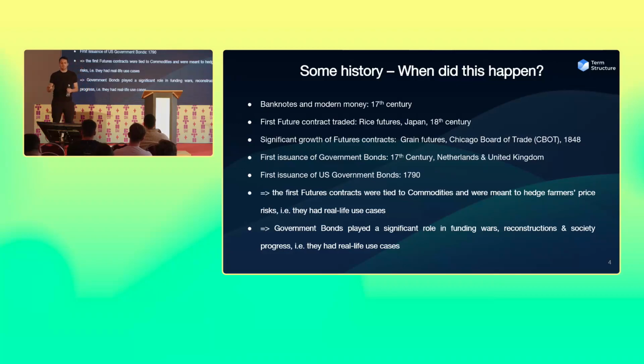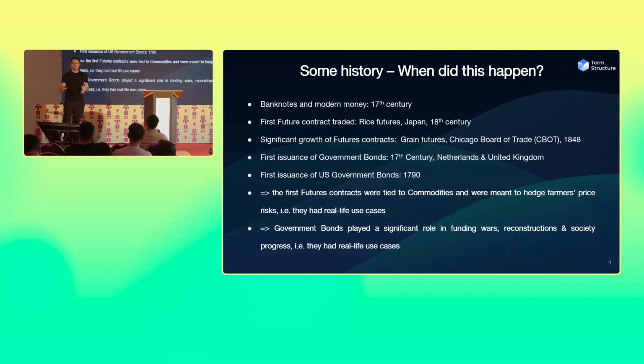And then the other important product that we all heard of, government bonds. When were these first issued? 17th century in the Netherlands and the UK. They happened around the same time, so I've put in both. And then the first issuance of US government bonds happened later, in 1790. So obviously US government bonds are the most important bond market and arguably the most important financial contract traded.